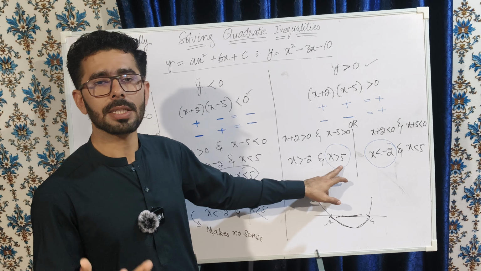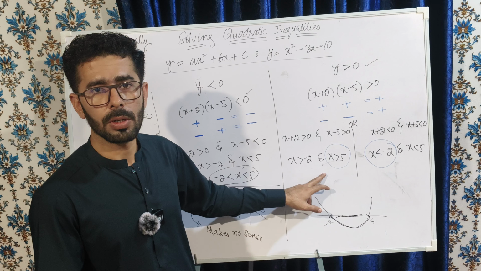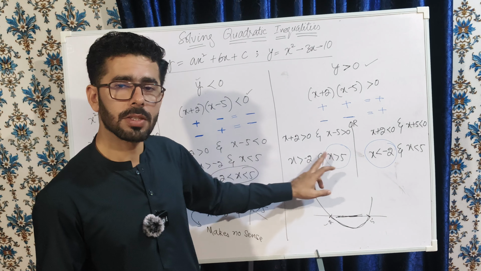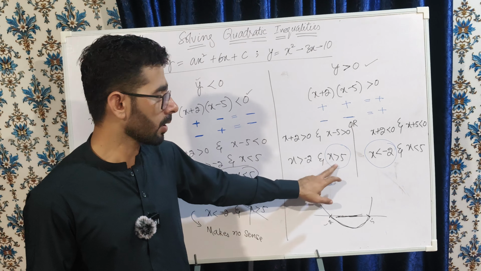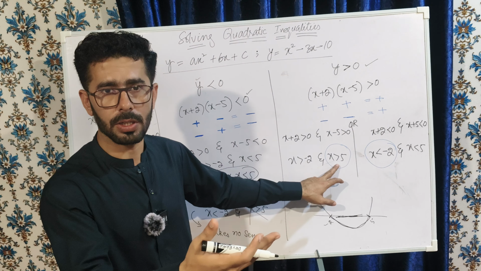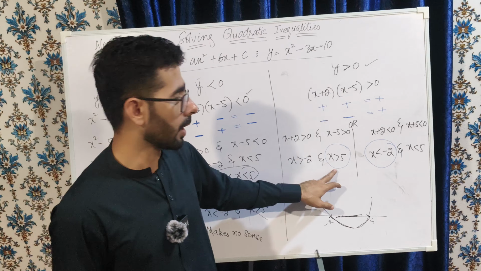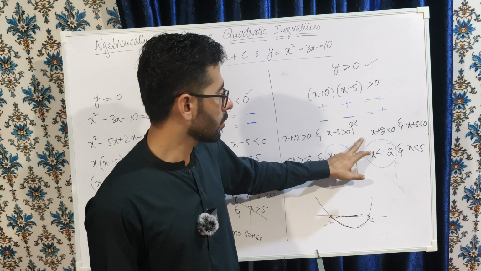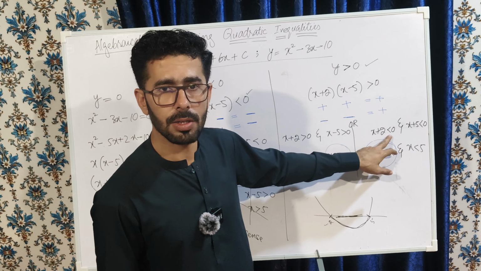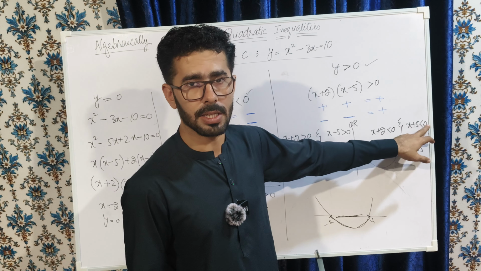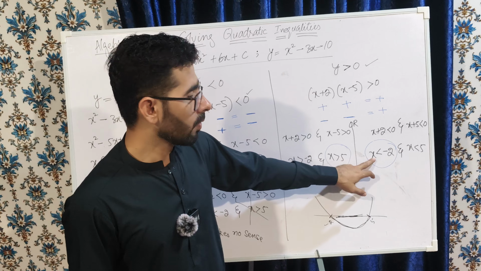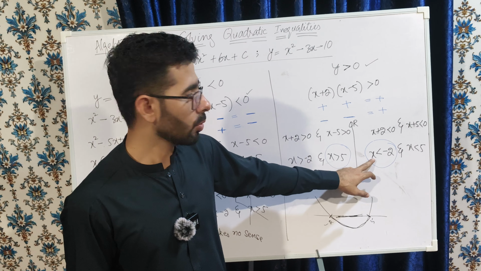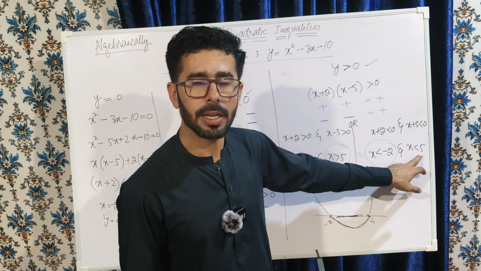So there's no point considering x bigger than minus 2, because something that is bigger than 5 is already bigger than minus 2. So we will consider the biggest option in the greater than part. In a similar way, in the less than part, we have these two inequalities, x plus 2 is less than 0 and x minus 5 is less than 0. Resolving this, x will be less than minus 2 and x less than 5.